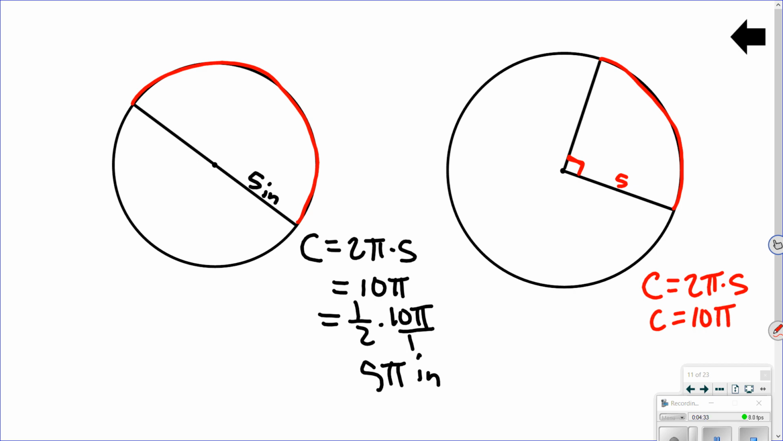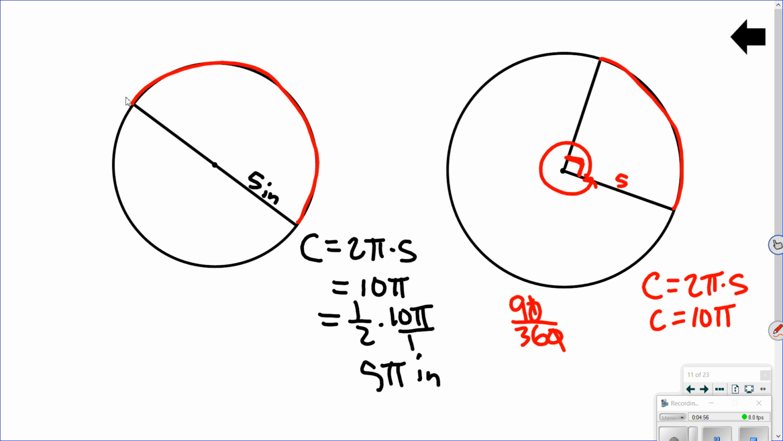Now we need to find the fraction of the circle that this arc represents. Well, this is 90 degrees right there, and we know that all the way around is 360. So we know that we're trying to find 90 over 360 of the circle. You can reduce that by canceling the 0 and the 0.